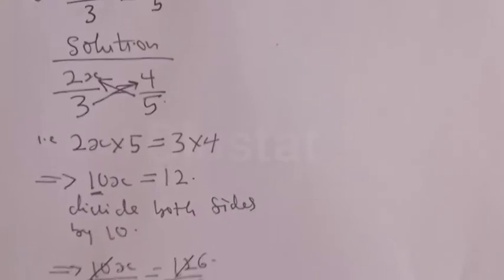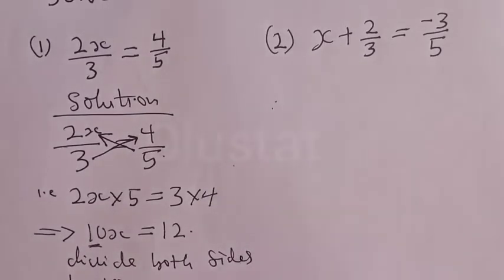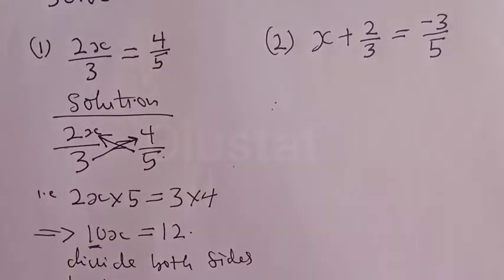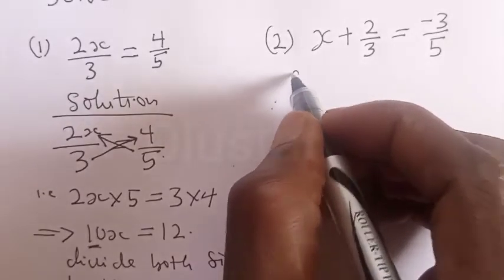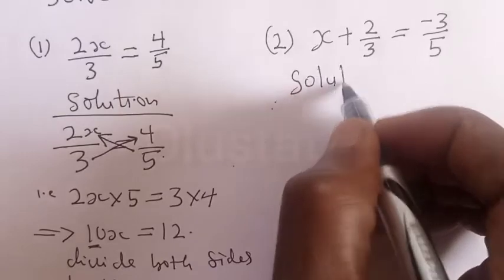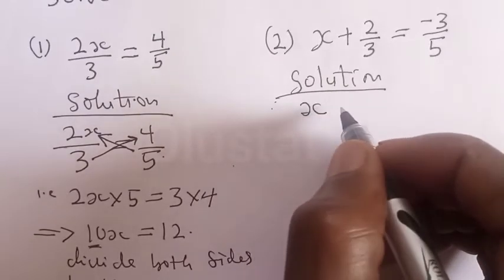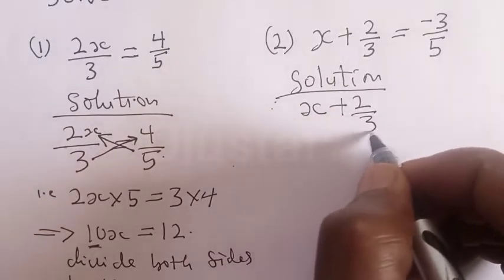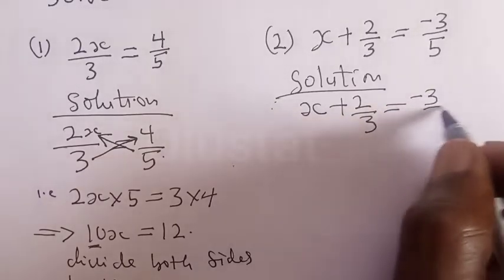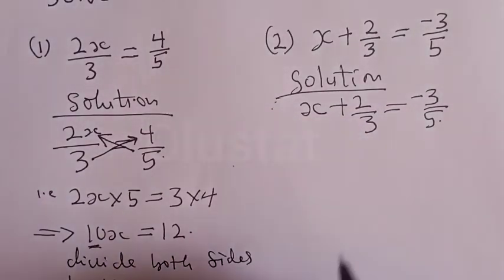Let's solve the second question. With this type of question, we can apply our second method to get rid of the denominator by finding the LCM or LCD. LCM is called the lowest common multiple, and LCD is called the lowest common denominator. Now, solution. We have x plus 2 over 3 is equal to minus 3 over 5. Yes, let's find the LCM.